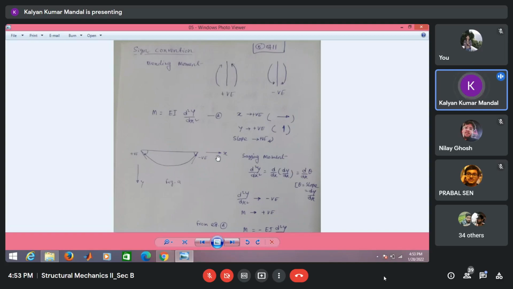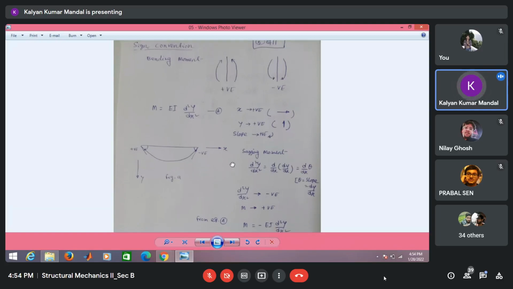Similarly, slope will be positive when it is anti-clockwise in nature. Just remember, this sign is not correct. We have to do a correction. M = EI d2y/dx2 is valid when the slope is considered positive when it is anti-clockwise in nature, because if x is positive towards the left and y is positive vertically upward, then the anti-clockwise rotation should be considered as positive. This is not correct here; it is correctly written here. The slope is positive when it is anti-clockwise in nature.